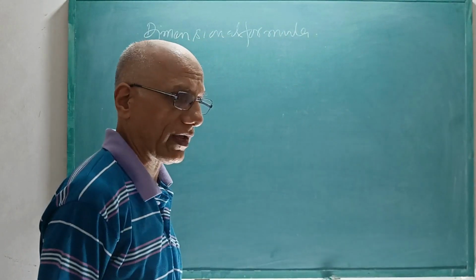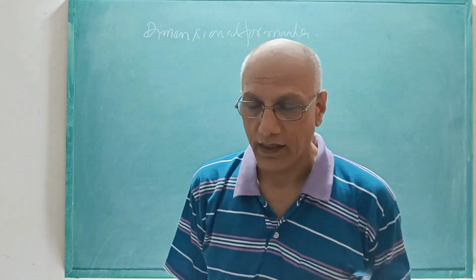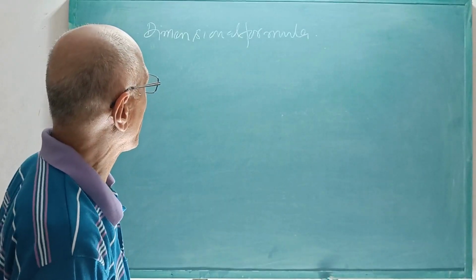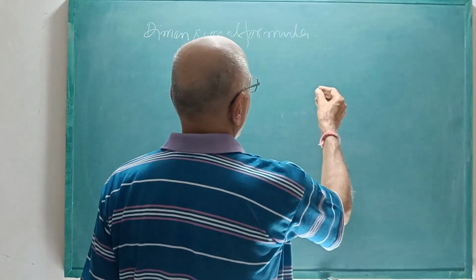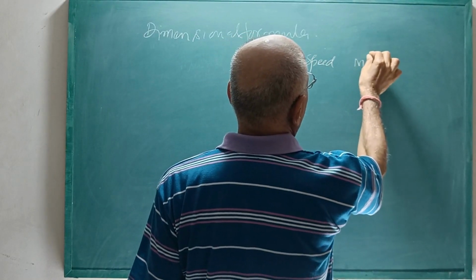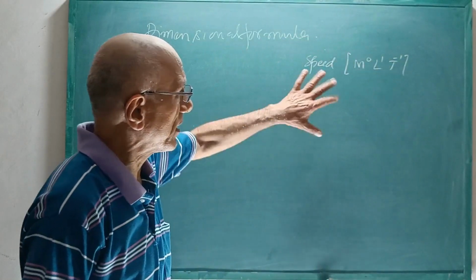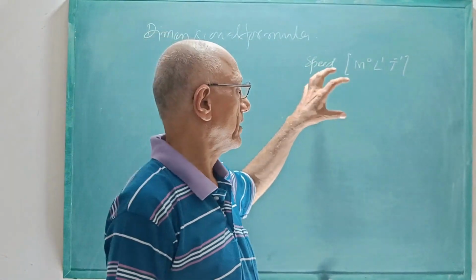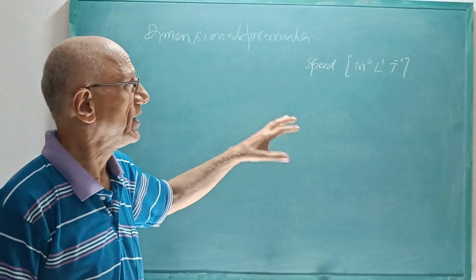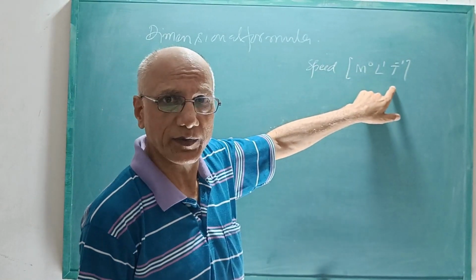The dimensional formula of a physical quantity gives us some information. What information does it give us? Let us say we talk about the dimensional formula of speed. This is M0 L1 T minus 1. How it comes like this, that we will discuss. But first, what is the dimensional formula and what information does it give you? Let us discuss that first. So this is the dimensional formula for the speed.